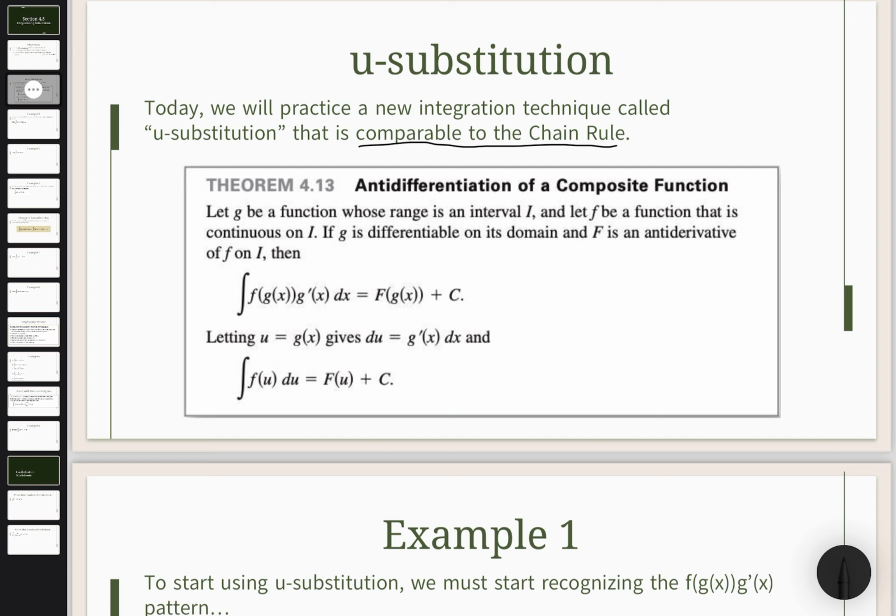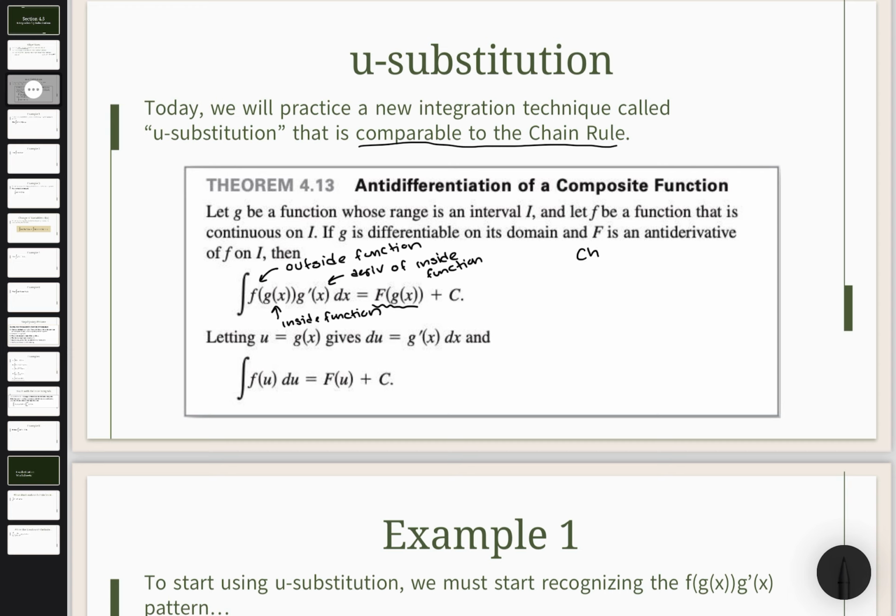So you have this outside function over here. And then G is kind of your inside function. And then you should also see the derivative of your inside function. So this is the pattern that we're going to start to kind of recognize. You'll have some kind of composite function, a function within a function, and then that's multiplied by the derivative of that inside function. When that happens, then I can say, okay, let me find the antiderivative of that outside function, leaving that inside function alone, and add C.